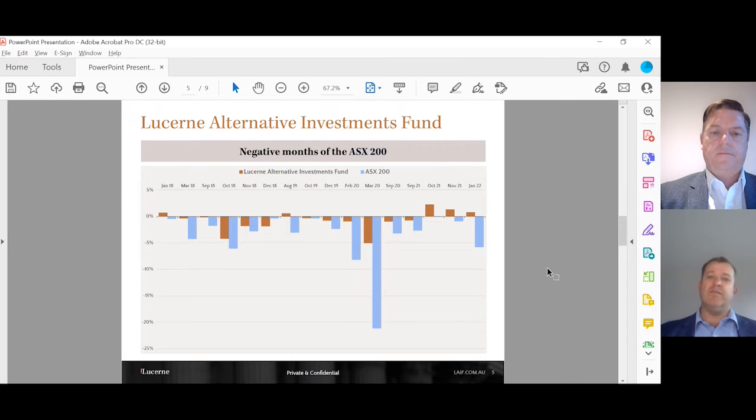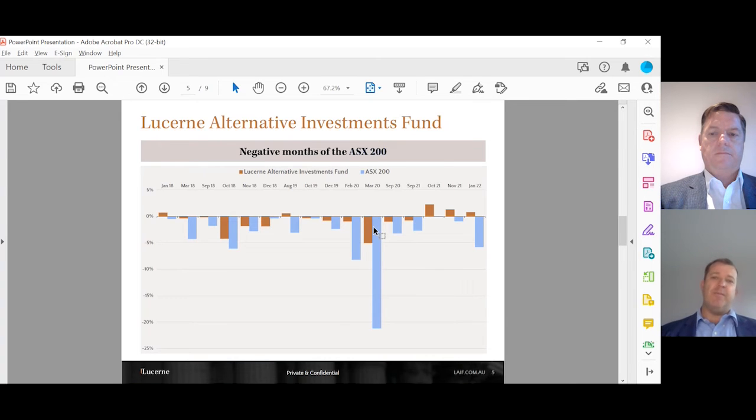And if you have a look here from when the fund started on December 1st, 2017 to where we are today, this highlights the negative marks that the ASX 200 has experienced over that period of time versus the performance of LAIF. And probably the two parts that I'd highlight the most that Michael touched on before, in particular, was March 2020, when the fund had a drawdown just over 5%, and the market during that period of time fell as much as 30% at one stage, but closed the month being down 25%.